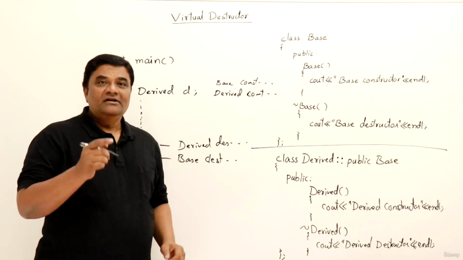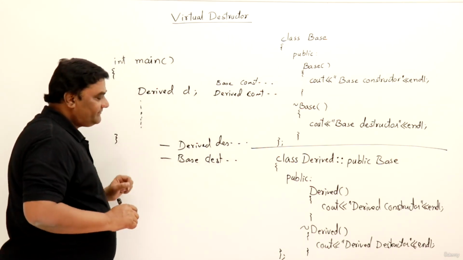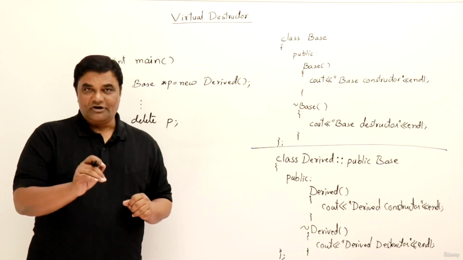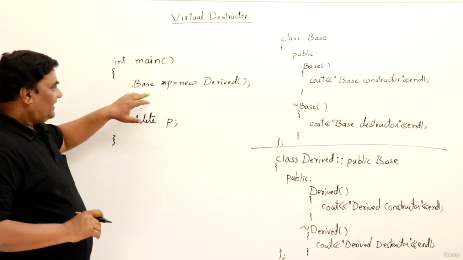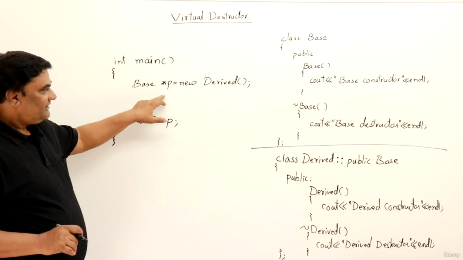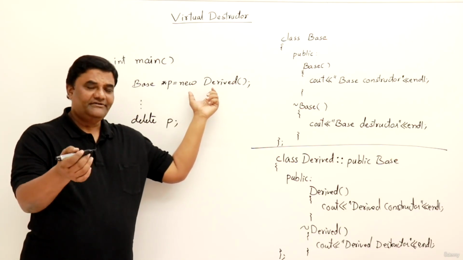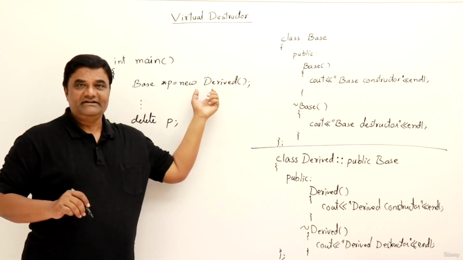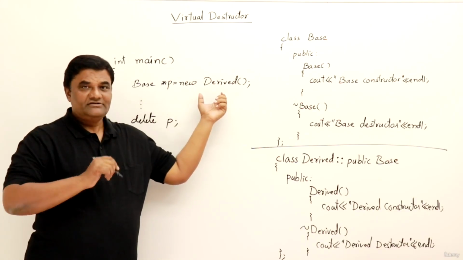Now next thing, we will learn about virtual destructors. For that I'll write some code here. First of all, let us look at some problem, then I'll explain virtual destructor. See, I have a base class pointer and an object of derived class. This is a common thing we find. Already we have discussed this type of thing in previous videos also. Base class pointer, derived class object.